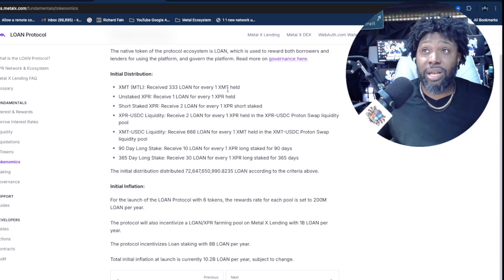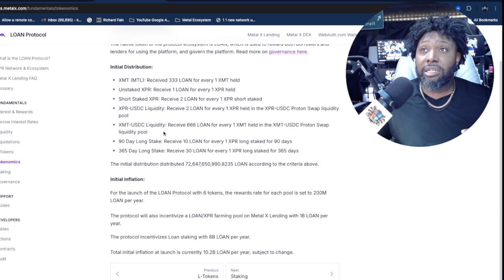their stablecoin held. Look at this, guys. Unstaked: receive one loan for every one. So they're 1 for 1 for every XPR held. Short staked, XPR received 2 loan, and it goes on down. Let's see some of the good ones here.